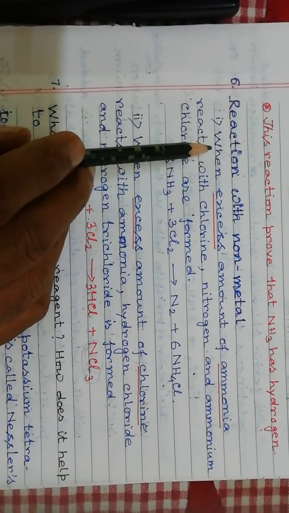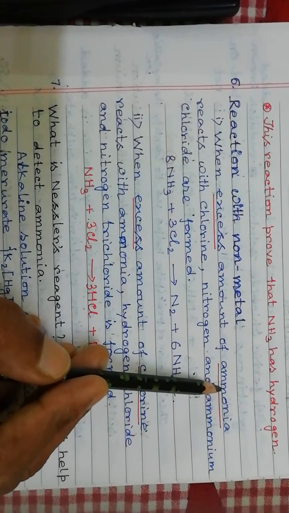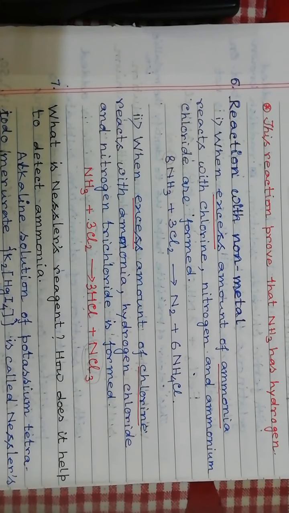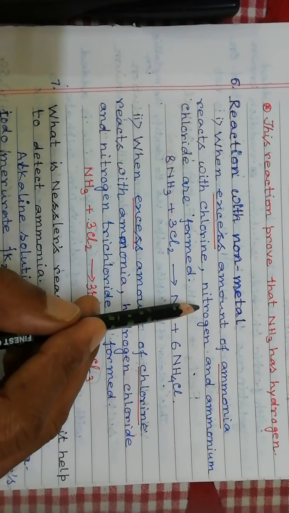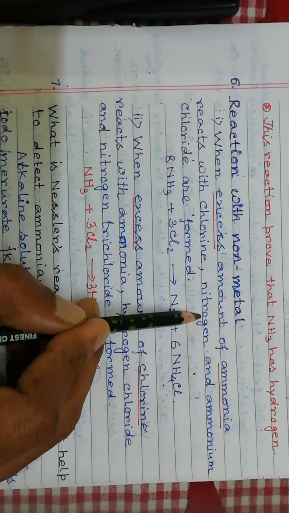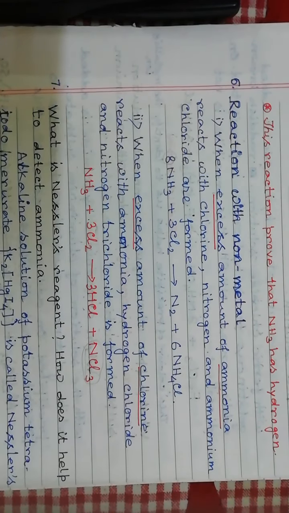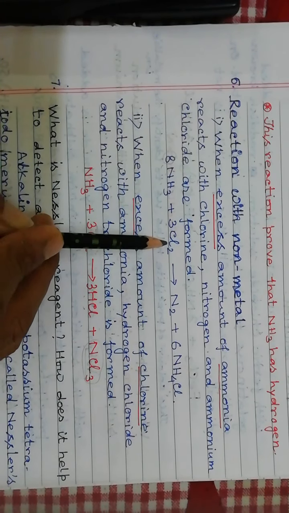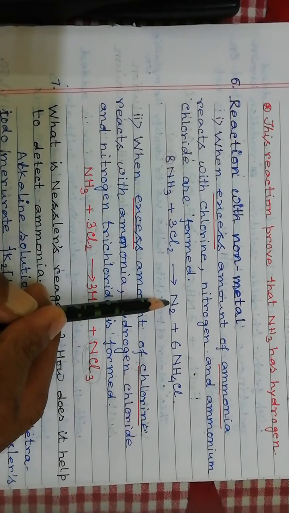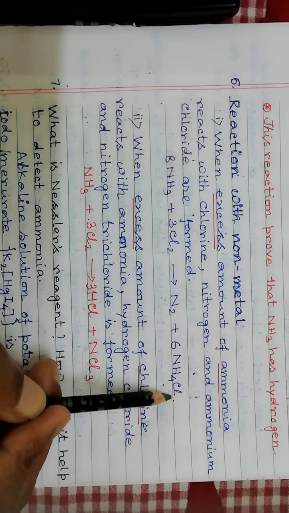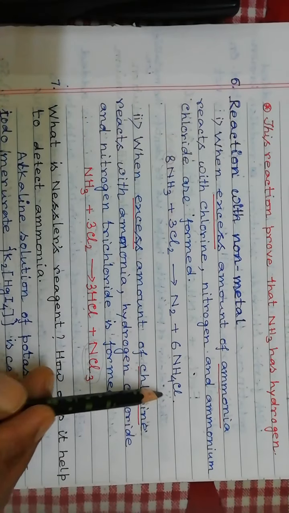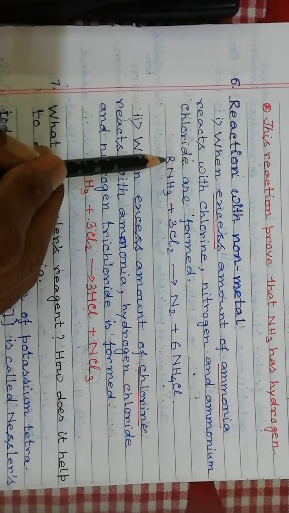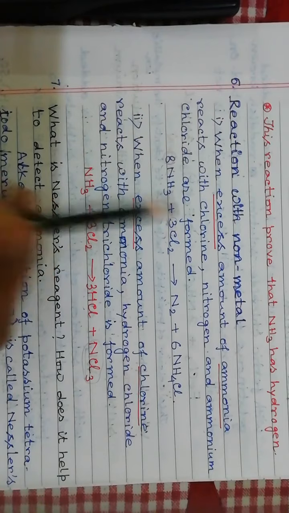Now the first one: when an excess amount of ammonia reacts with chlorine, what will be the product? The products will be nitrogen and ammonium chloride. When ammonia reacts with chlorine, it forms nitrogen gas and ammonium chloride. If you balance it, you will see that ammonia is in greater amount than chlorine.